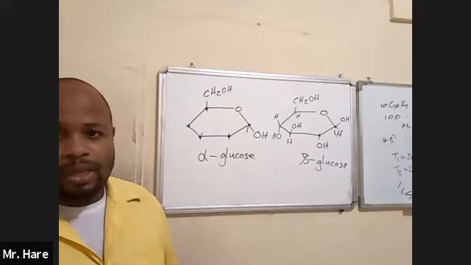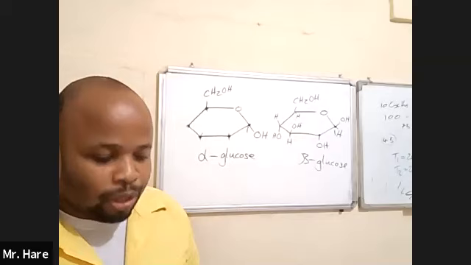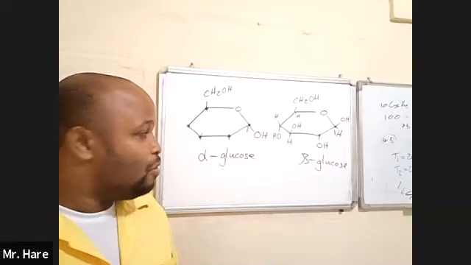After glucose, let us look at our first type of reaction, which is condensation. To get all of these macromolecules that we will look at, starch, glycogen, cellulose, they are all polymers which are formed from condensation reactions. Hopefully you would have done chemistry in CSEC.